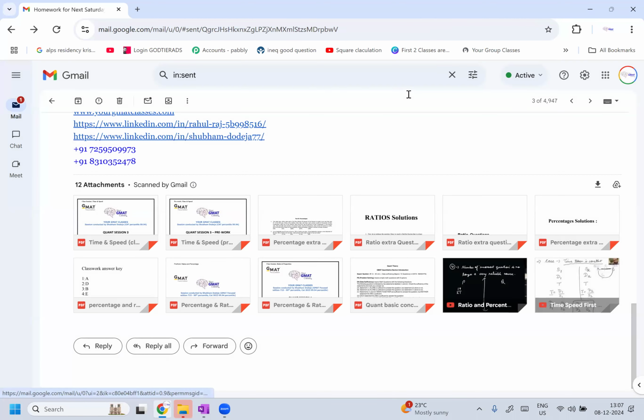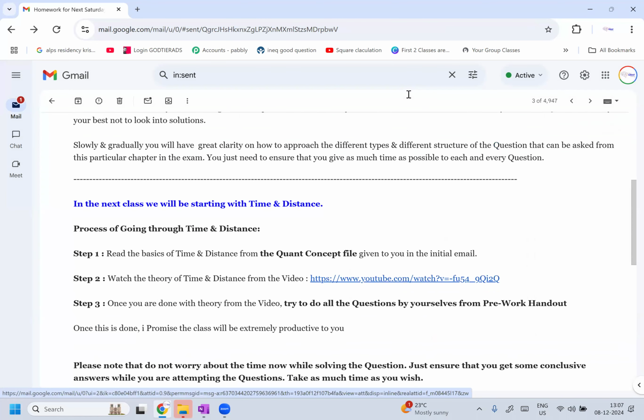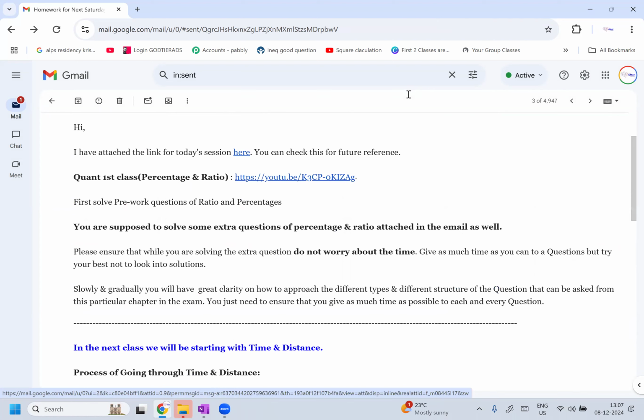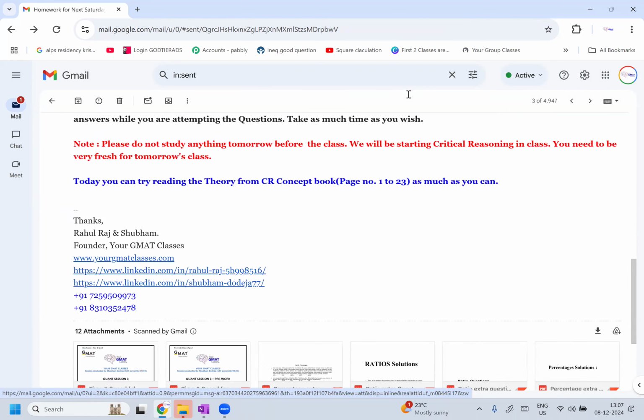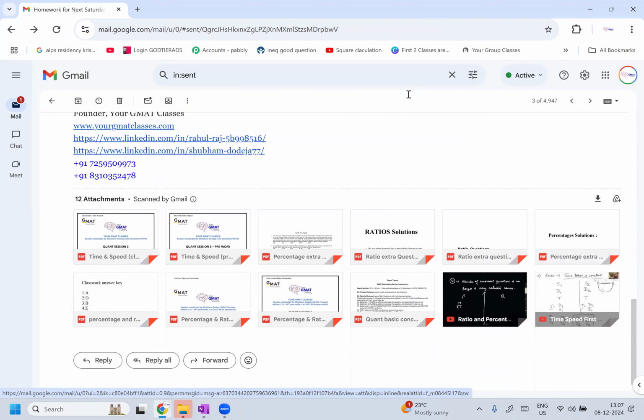The reason behind it is that I could ask Shubham to take percentage and ratio in the next class and finish it off, but that should not be the case with percentage and ratio. He has taught you the theory parts of percentage and ratio. You might have solved some questions. Now for that, we have given you extra questions on percentage. Wait, so this is the percentage extra questions.